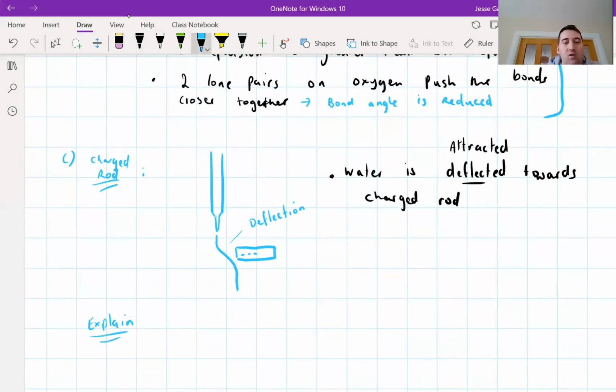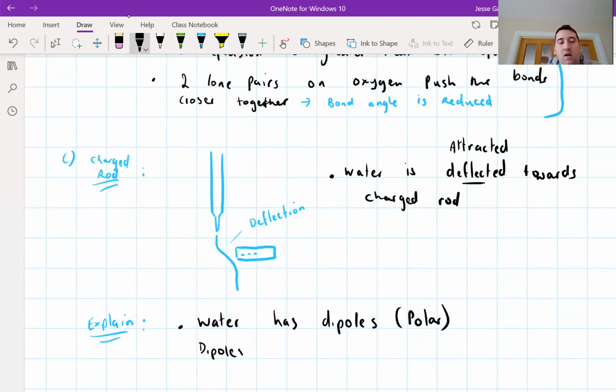Why does it happen with water? What's the story here? So pause the video and write down why it happens. All right, so the crux of the story here is it happens because water has dipoles. Water has dipoles, or you could say that water is polar. And the dipoles are attracted to the charged rod.